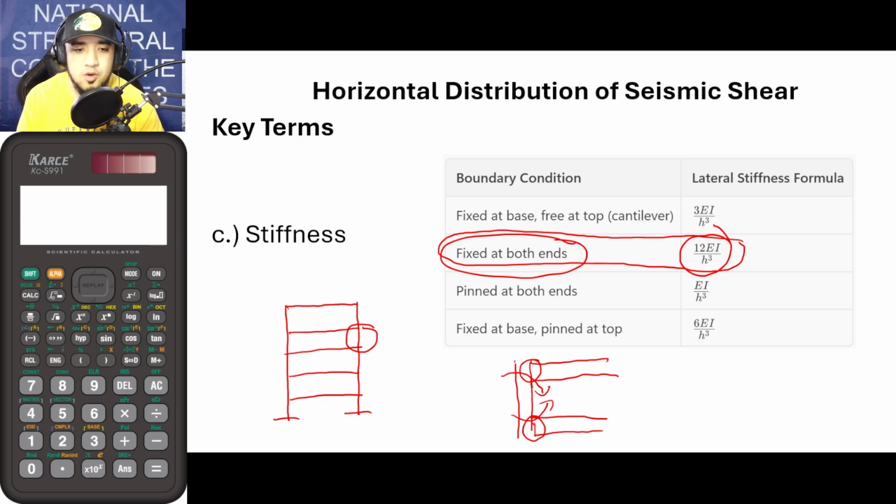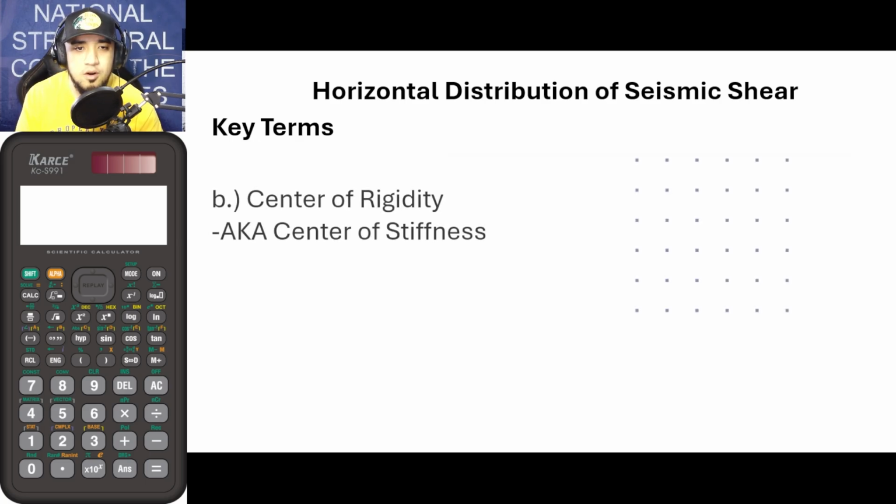So going back to the center of rigidity, if you already know the stiffness per member or per column, you could now solve for the center of rigidity. So again, this is the center of stiffness, or this is actually the point in a particular floor which is basically the strongest point, since it is the centroid of the stiffness of all of the columns.